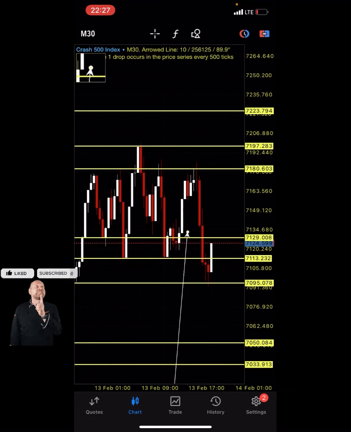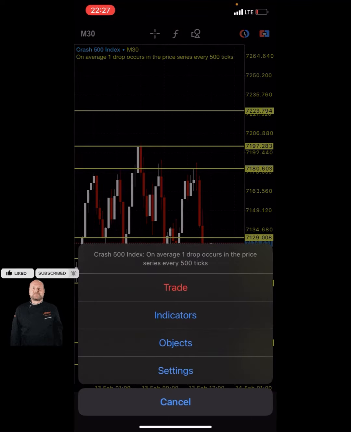So now we've plotted out support and resistance on key level zones. I think I have found another key level zone here.